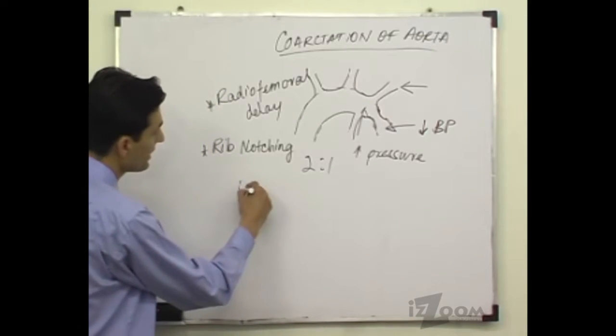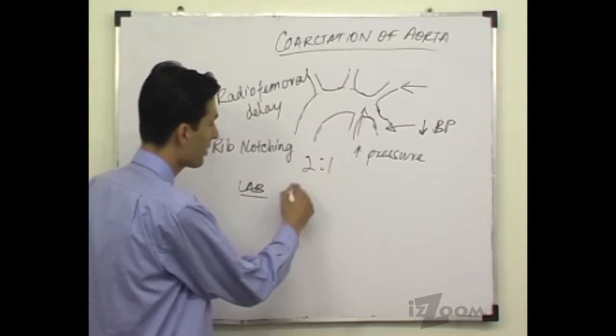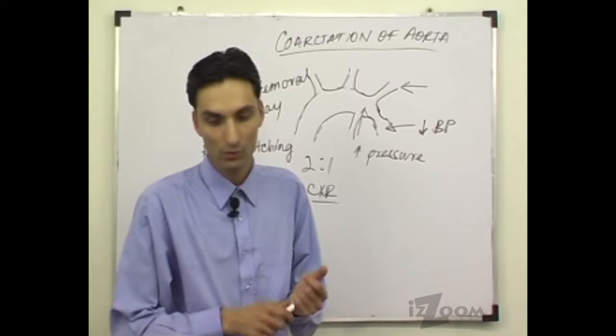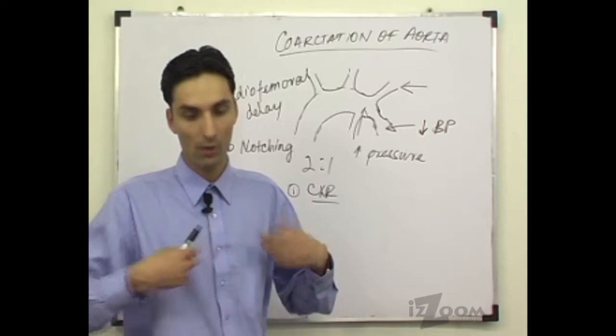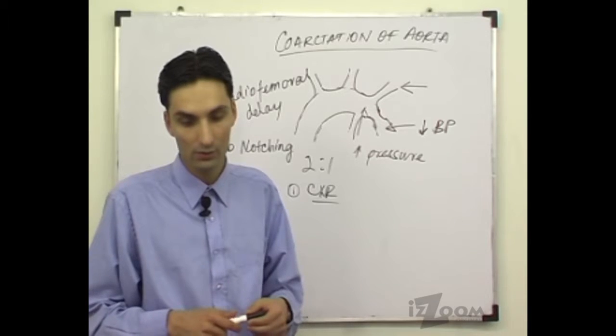So how is it diagnosed? What are the lab findings? First of all, on the chest x-ray, rib notching can be observed in these individuals. Rib notching can be observed in severe coarctation of the aorta, where there are prominent intercostal vessels.